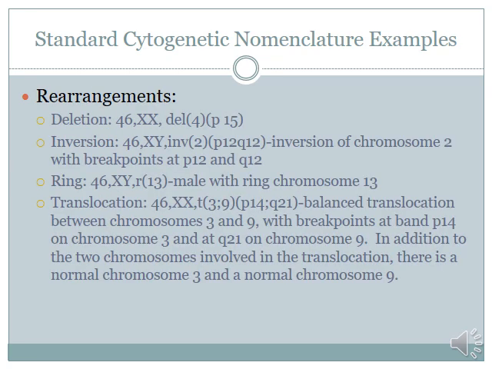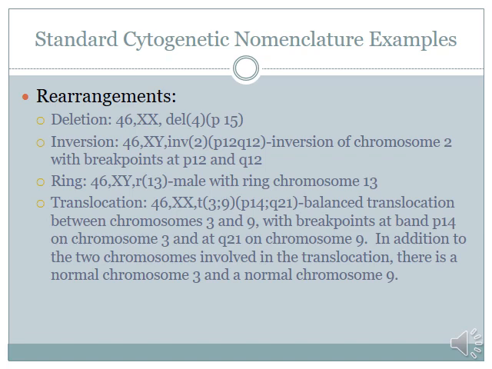Here are some other examples. If we're looking at rearrangements, for example, if it's a deletion, then we could have a female with 46 chromosomes who has a deletion of 4 at p15. An inversion with a male: the inversion 2p12q12 is an inversion of chromosome 2 with breakpoints at p12 and q12. For a ring chromosome, you have a male with 46 chromosomes who has a ring chromosome 13.